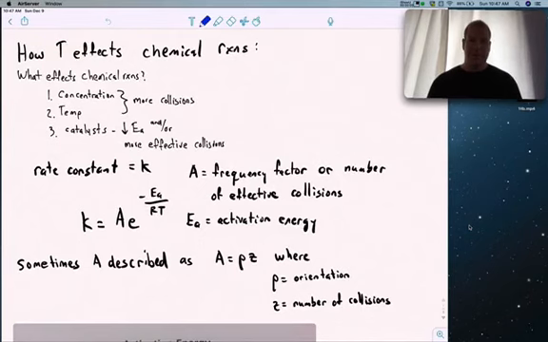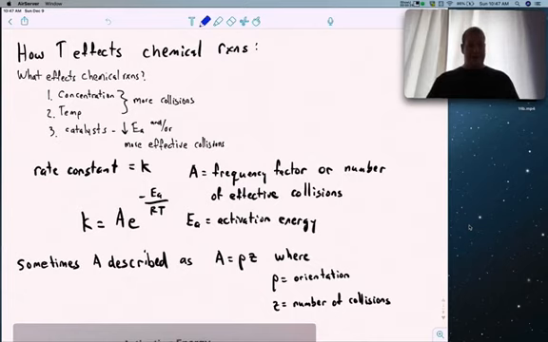Hello, welcome to the third part of the chapter on kinetics. To talk about this, I'm going to talk about how temperature affects chemical reactions. What I'm building up to is what's called the Arrhenius equation. The idea is, the more collisions there are, the faster a chemical reaction will go.